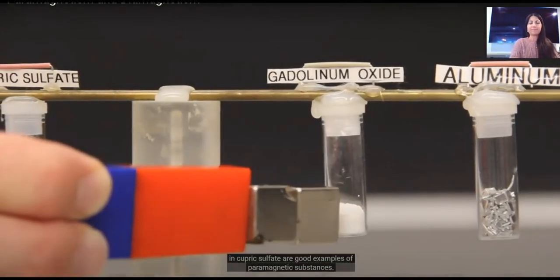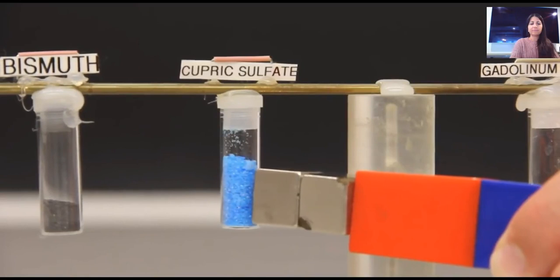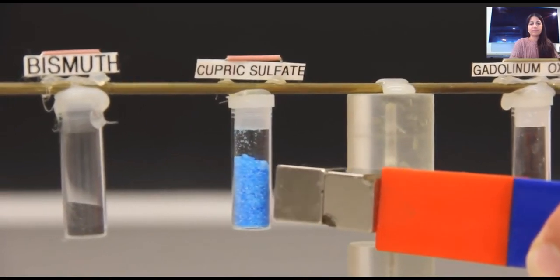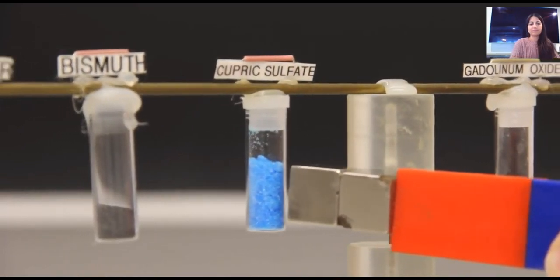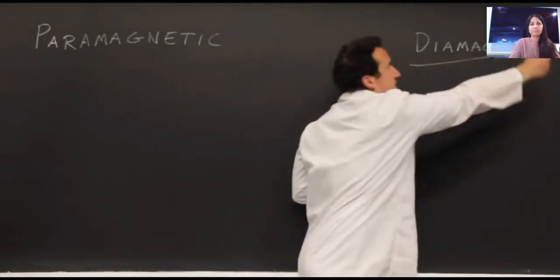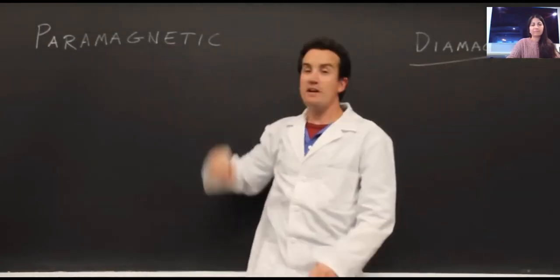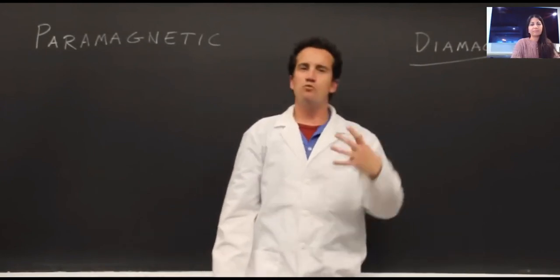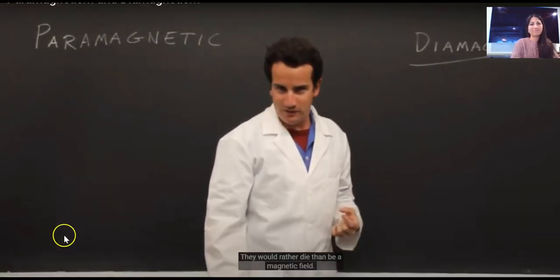Gadolinium oxide and cupric sulfate are good examples of paramagnetic substances. Cupric sulfate is a salt that can be picked up by a magnet. Diamagnetic materials are exactly the opposite of paramagnetic. They are always repulsed. They would rather die than be in a magnetic field.